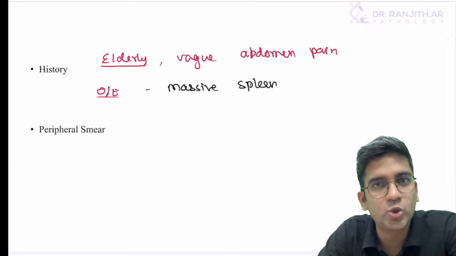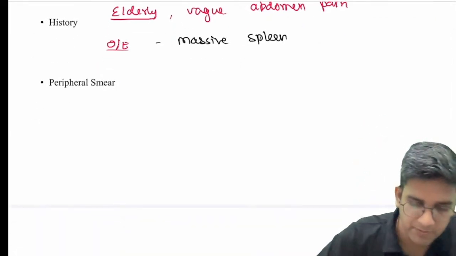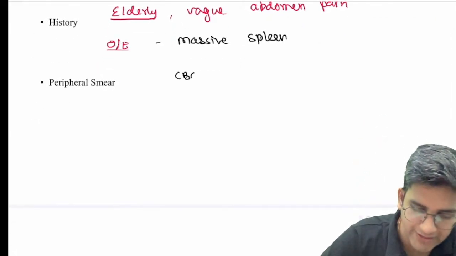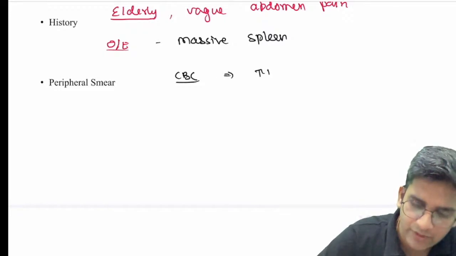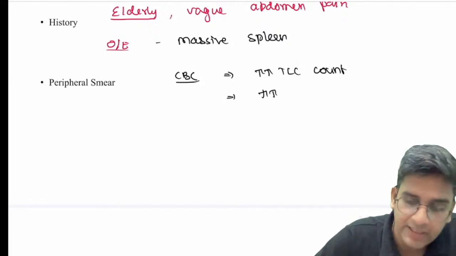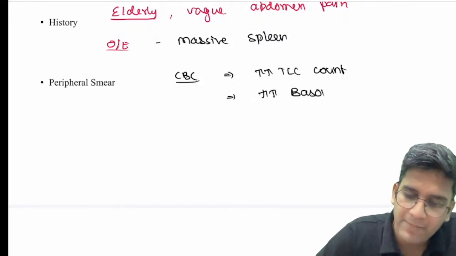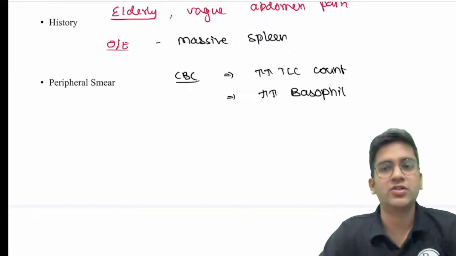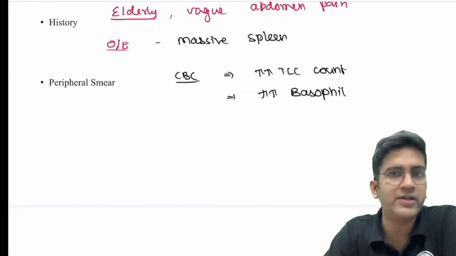Peripheral smear, leukocytosis or not? Before peripheral smear, I need the CBC finding as well, right? It's a leukemia. I definitely will have an elevated TLC count. That's by default there. And the most important finding, like Lion said, basophilia. Basophilia is diagnostic of CML. I will always think of CML when I see basophilia.